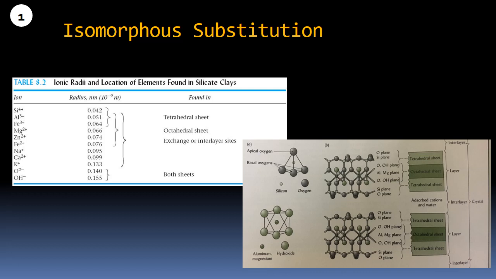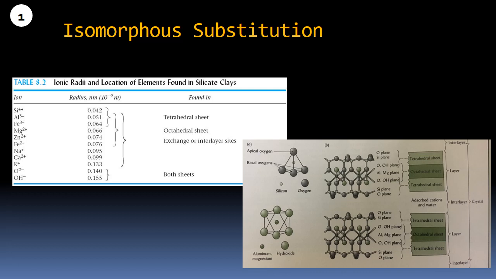Although aluminum is a little bit larger than silicon, iron is also a little bit larger than silicon, but it's almost the same size, just slightly different. It can fit at the center of the tetrahedron without changing the structure, but it ends up increasing the negative charge.